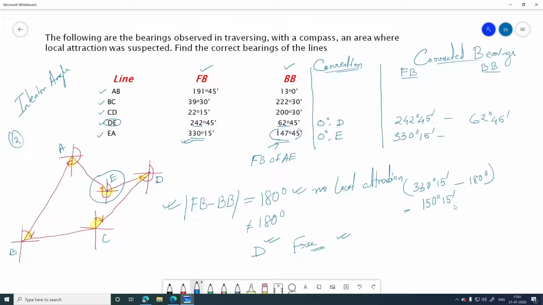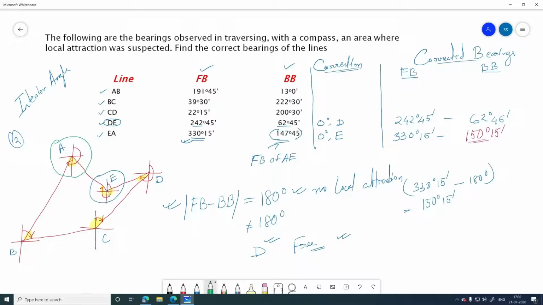15 minutes, okay. But in this particular point, the back bearing value is given as 147 degree 45 minutes. So let's write the corrected value. I am writing the corrected value in red color. So that is 150 degree 15 minutes. This is the corrected value. So how much correction is required at point A?